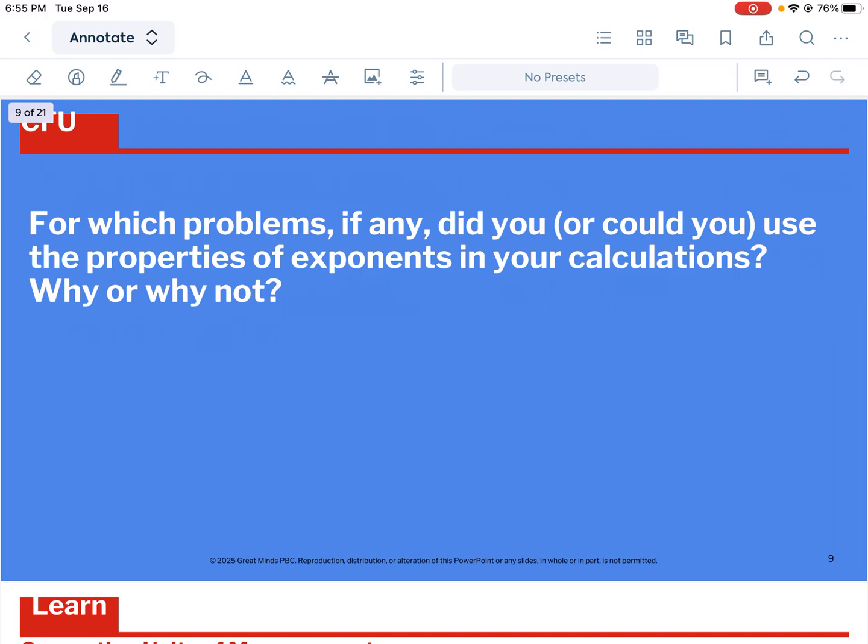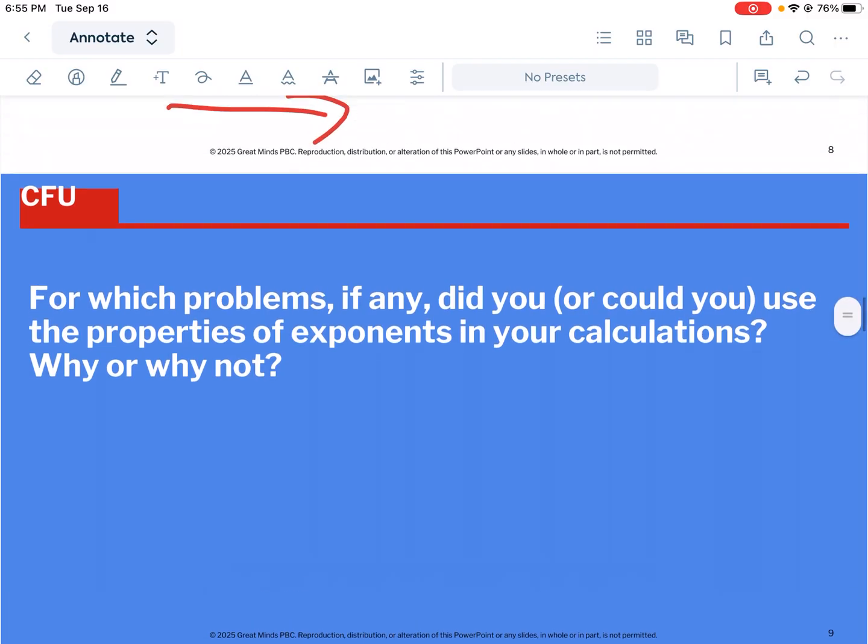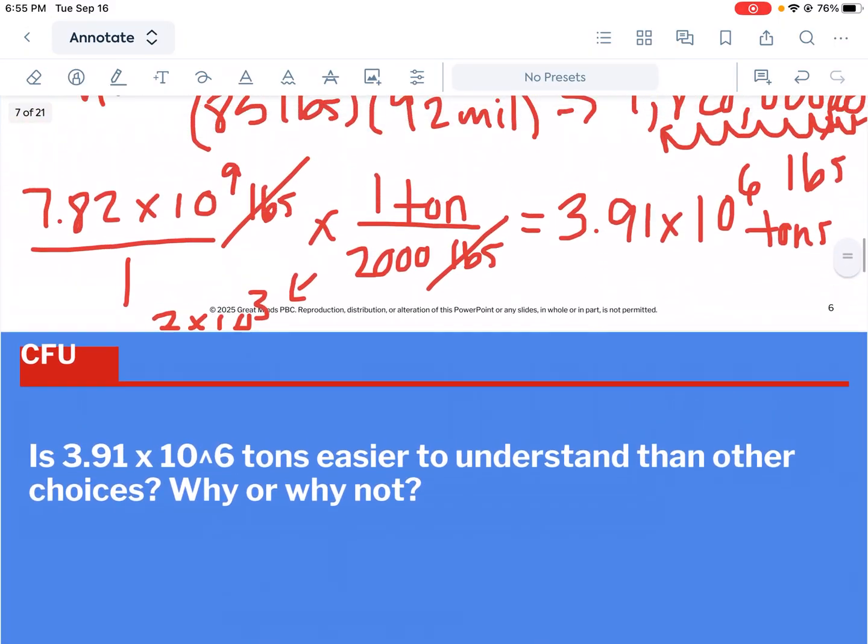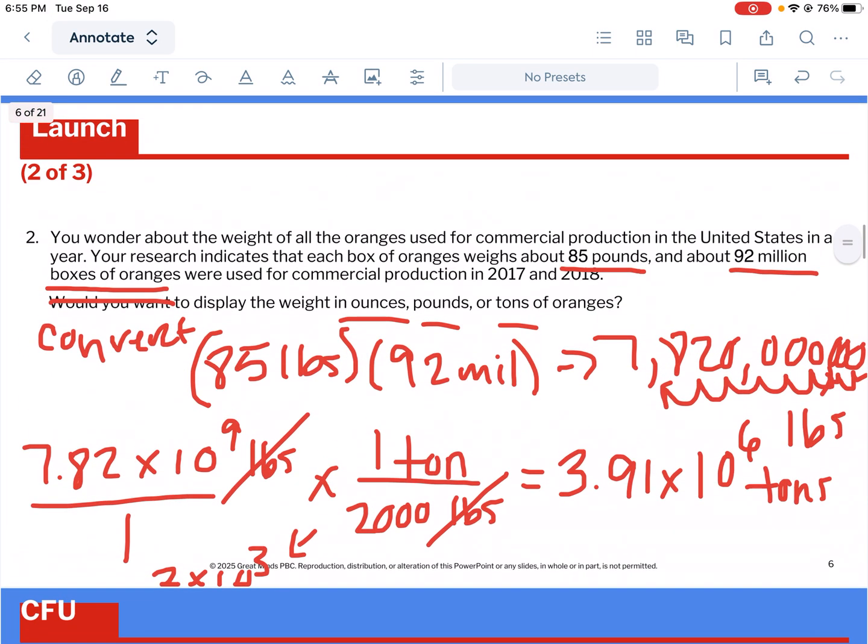Another probing question: for which problem or problems, if any, did you or could you have used the properties of exponents in your calculations? Why or why not? I will say for number 2, let me go back to it. For number 2, when we were dividing in scientific notation, we kind of used, in a way, maybe the power of a quotient, maybe, because technically this is a fraction.